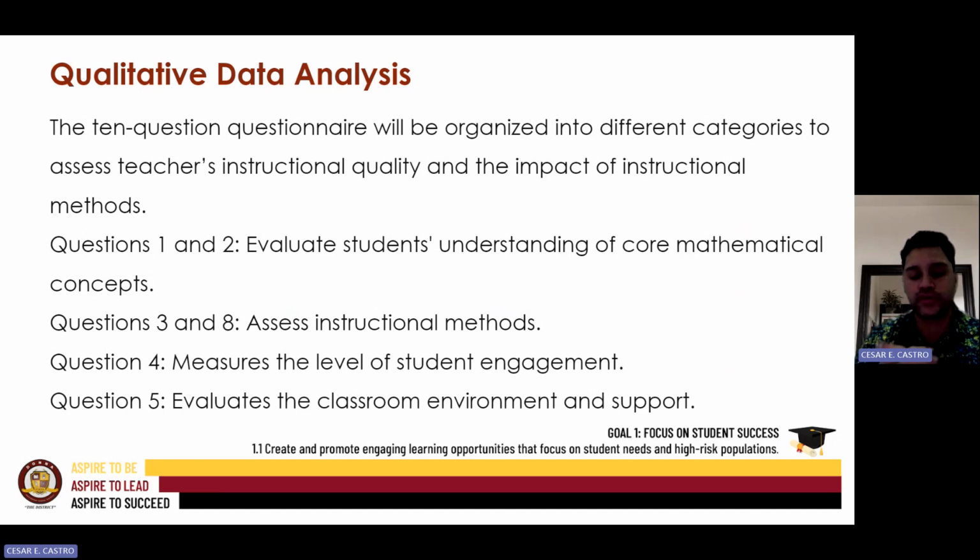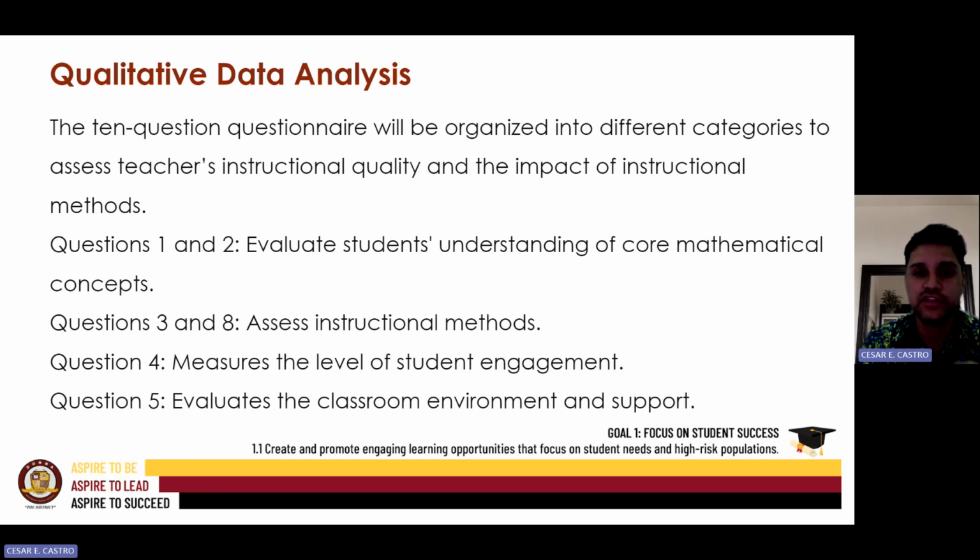So this is the second part, right? The qualitative data. So once we get the qualitative data, which is through the surveys, we're going to need to pretty much categorize the responses of the students and then evaluate the instruction's quality and the impact of the instructional qualities. So, for example, question number 1 and 2 evaluate students' understandings of core mathematical concepts.